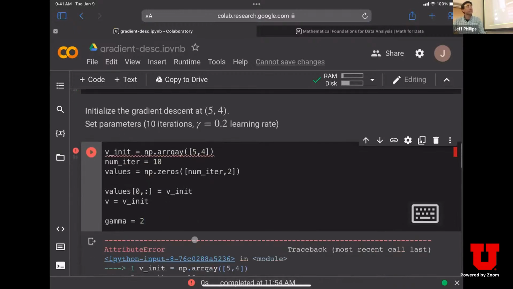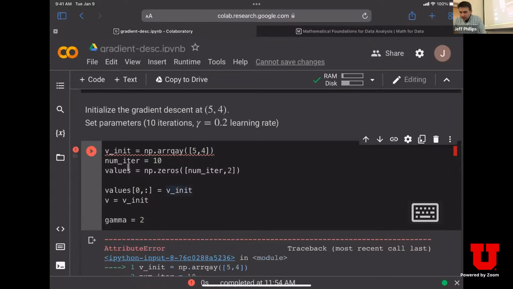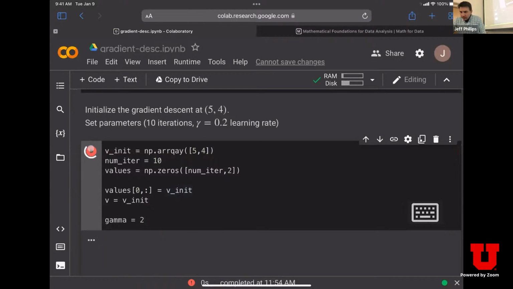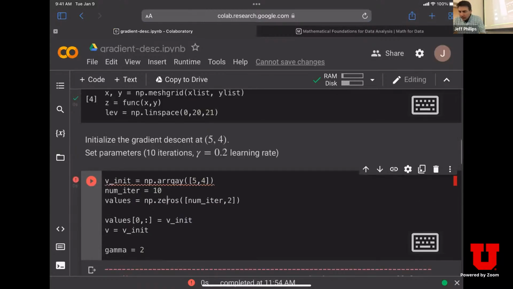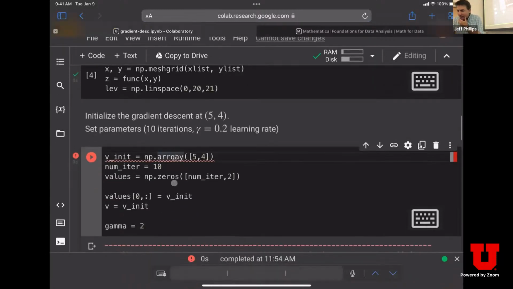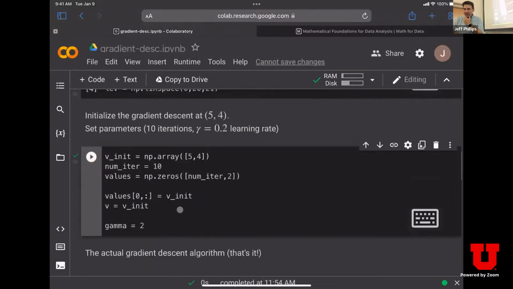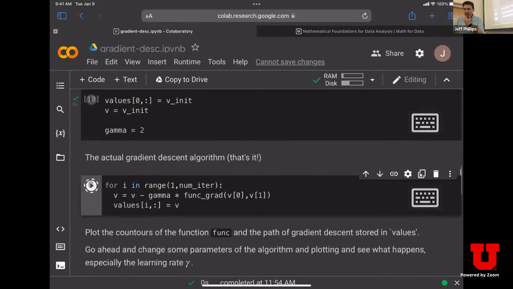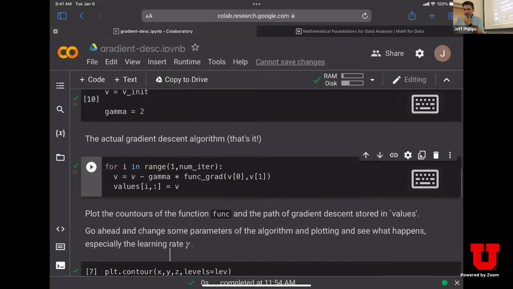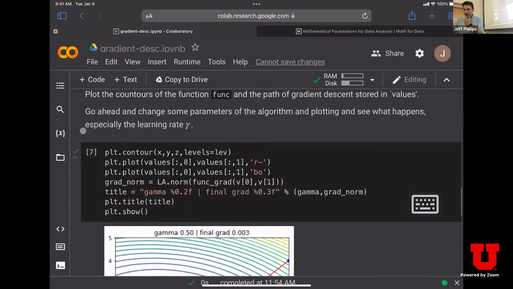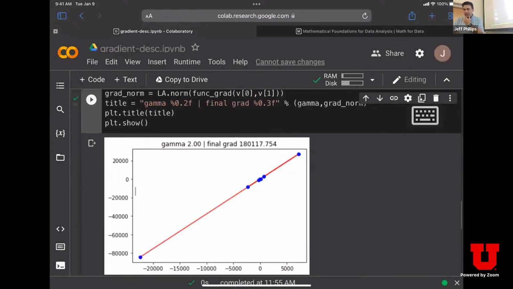Okay, so let's... I put a green line on accident. Oh, okay, yeah. Great. Okay, change the learning rate to... okay, rerun this and redo the contour plot.